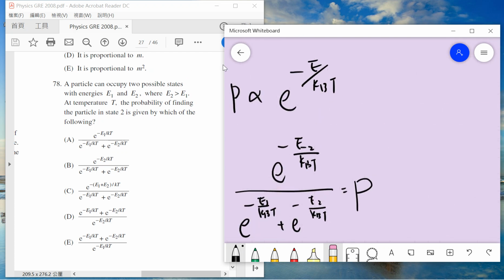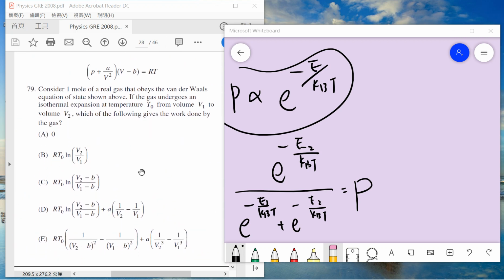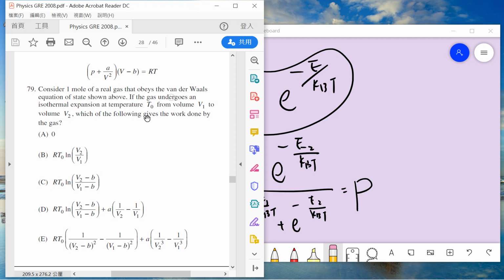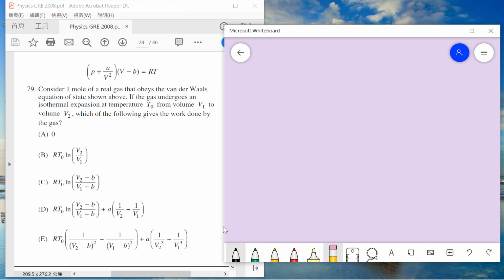Once you know this, then you can solve it very quickly. Okay, 78 asks about the van der Waals equation, and asks about an isothermal process. It is important that you know that isothermal means the temperature is fixed. Isothermal means T is fixed.